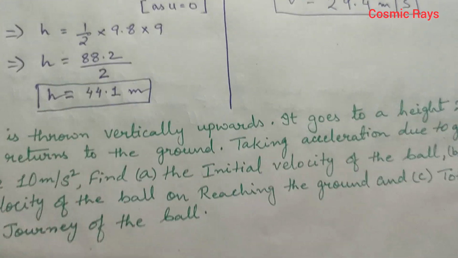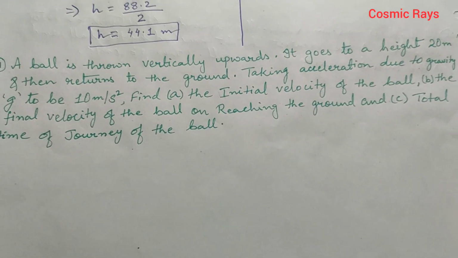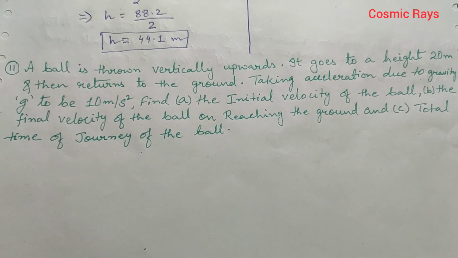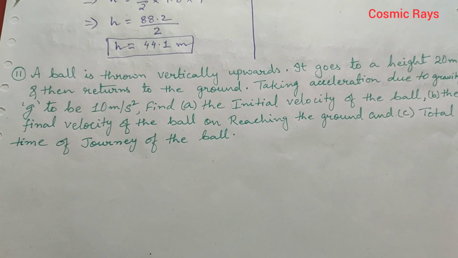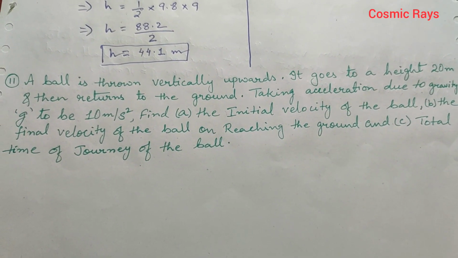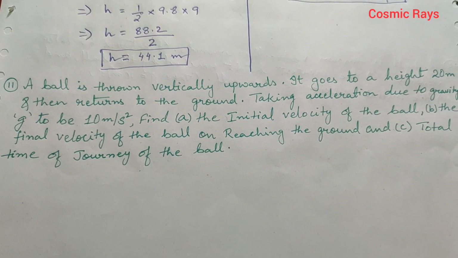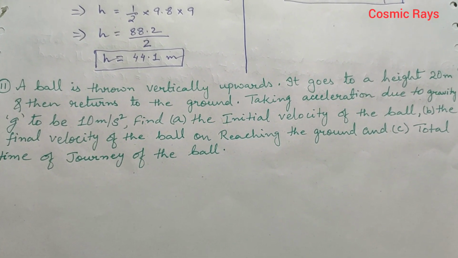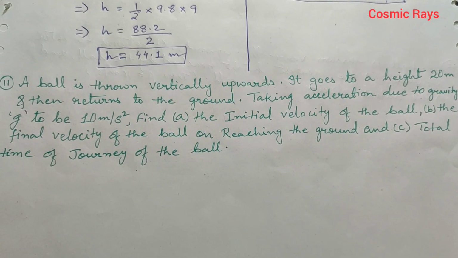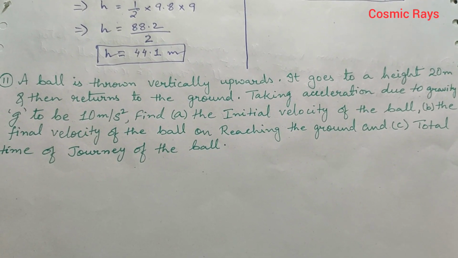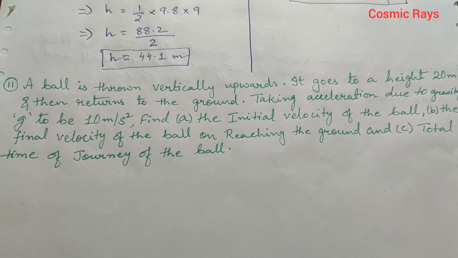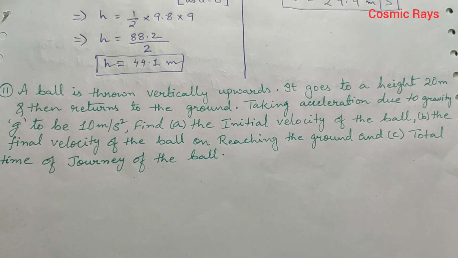Now the next question, that is question number 11, says a ball is thrown vertically upwards. It goes to a height 20 meter and then returns to the ground. Taking acceleration due to gravity, that is g, to be 10 meter per second square, find the initial velocity of the ball, the final velocity of the ball on reaching the ground, and the total time of journey of the ball. So here we will be using those equations of motion.